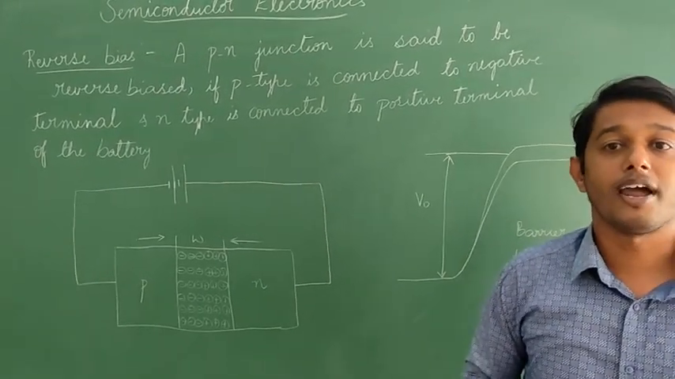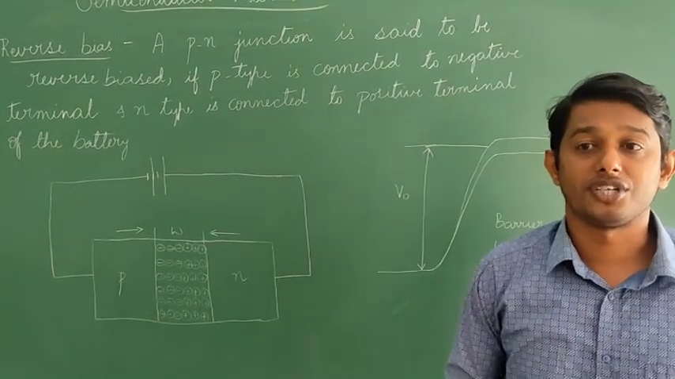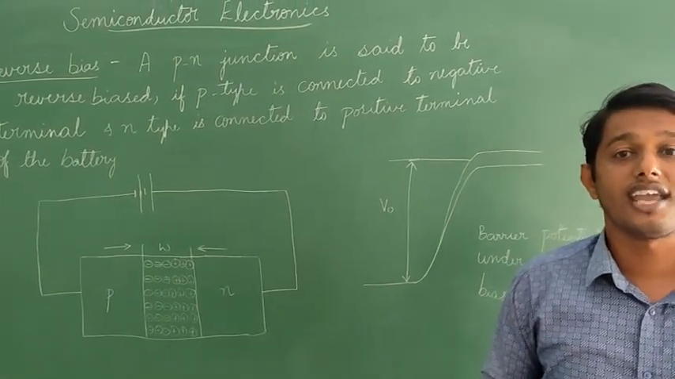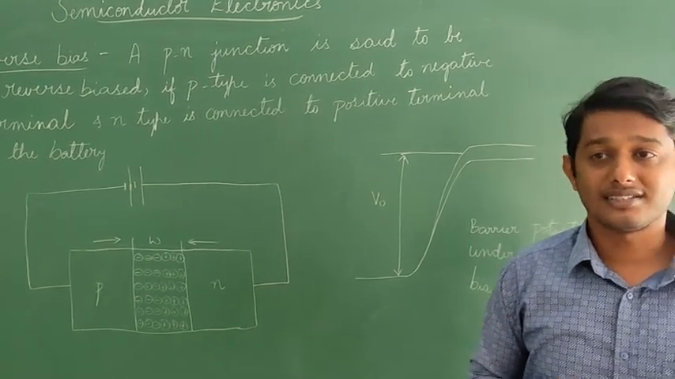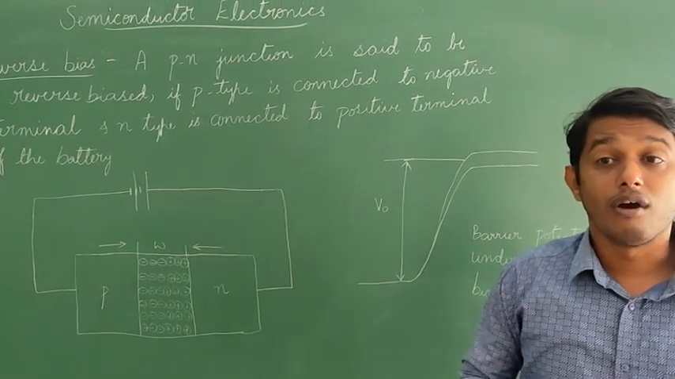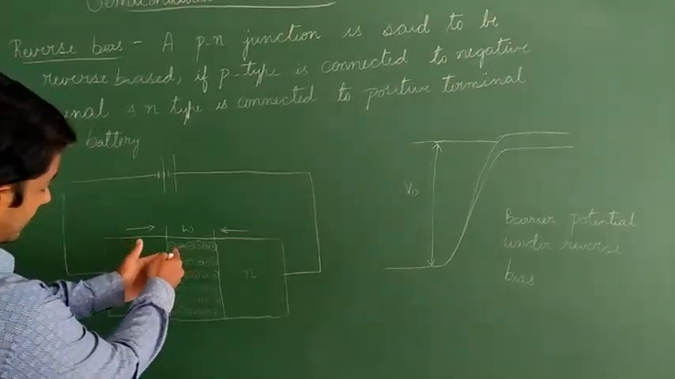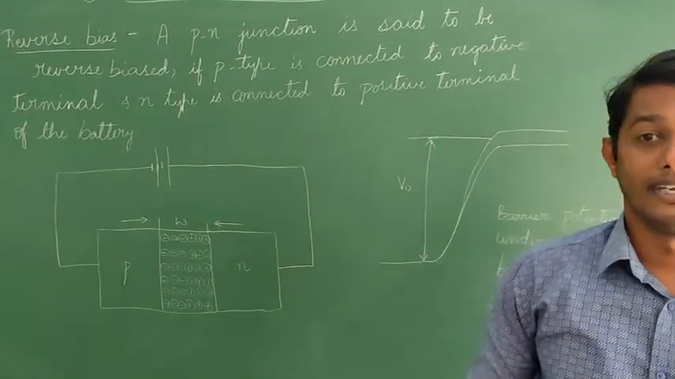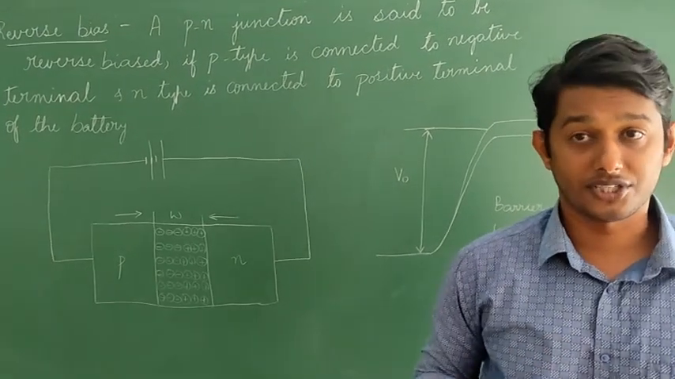The direction of the applied voltage is the same as the direction of the barrier potential. As a result, the barrier height increases and the depletion region widens. Here you can see that the depletion region has widened a bit. A high resistance path is established here.